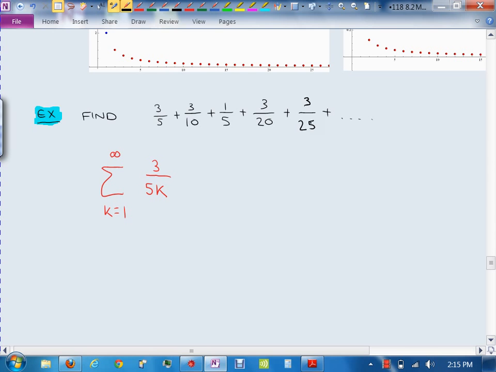So this is harmonic. See, a lot of people will say, well, wait a minute. The denominator is not going up by 1 each time. The denominator is going up by 5 each time. So it's not harmonic. But that's not the way you need to look at it. You need to look at this as being the sum from k equals 1 to infinity of 3/5 over k, because the 3/5 is the same the whole time, right? So your C is 3/5. That's harmonic. So you would say here harmonic, so it diverges.